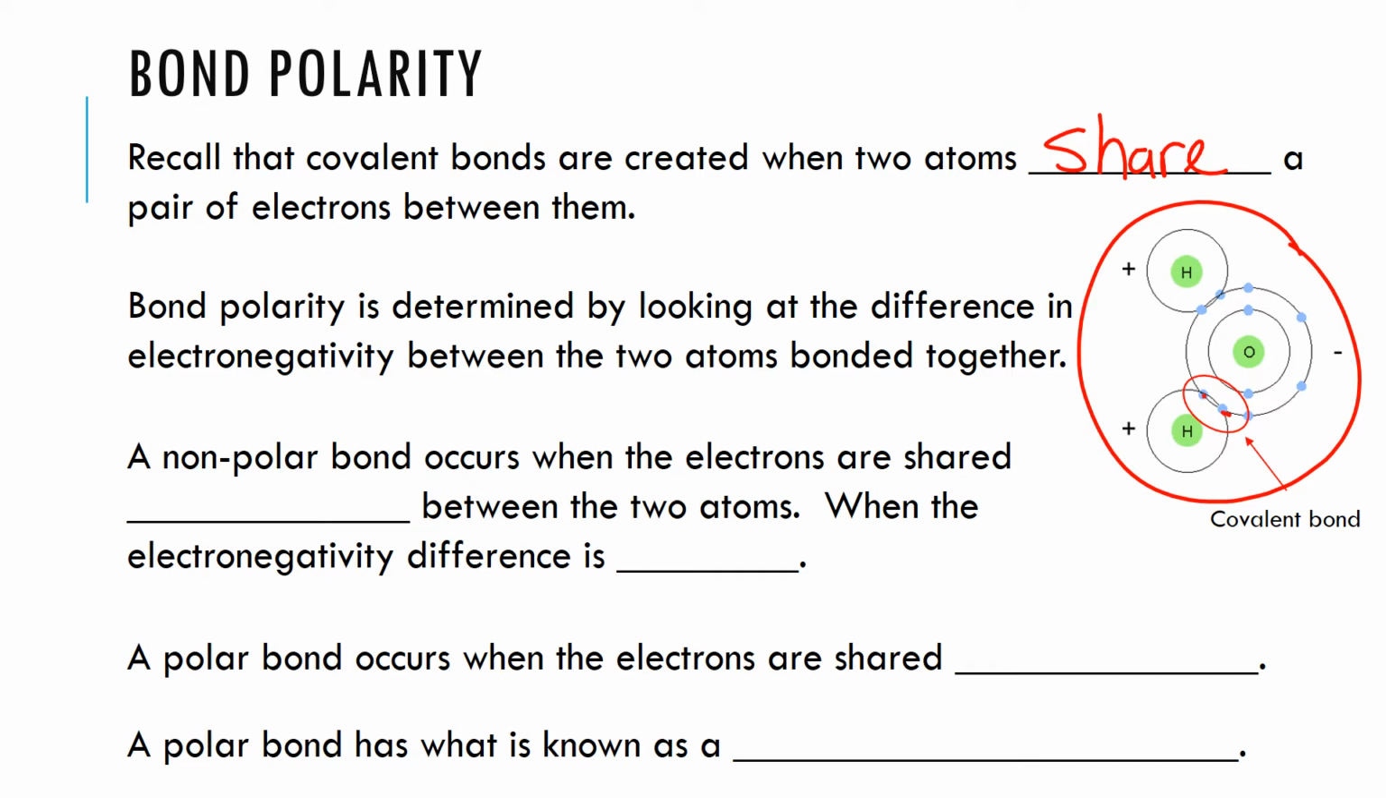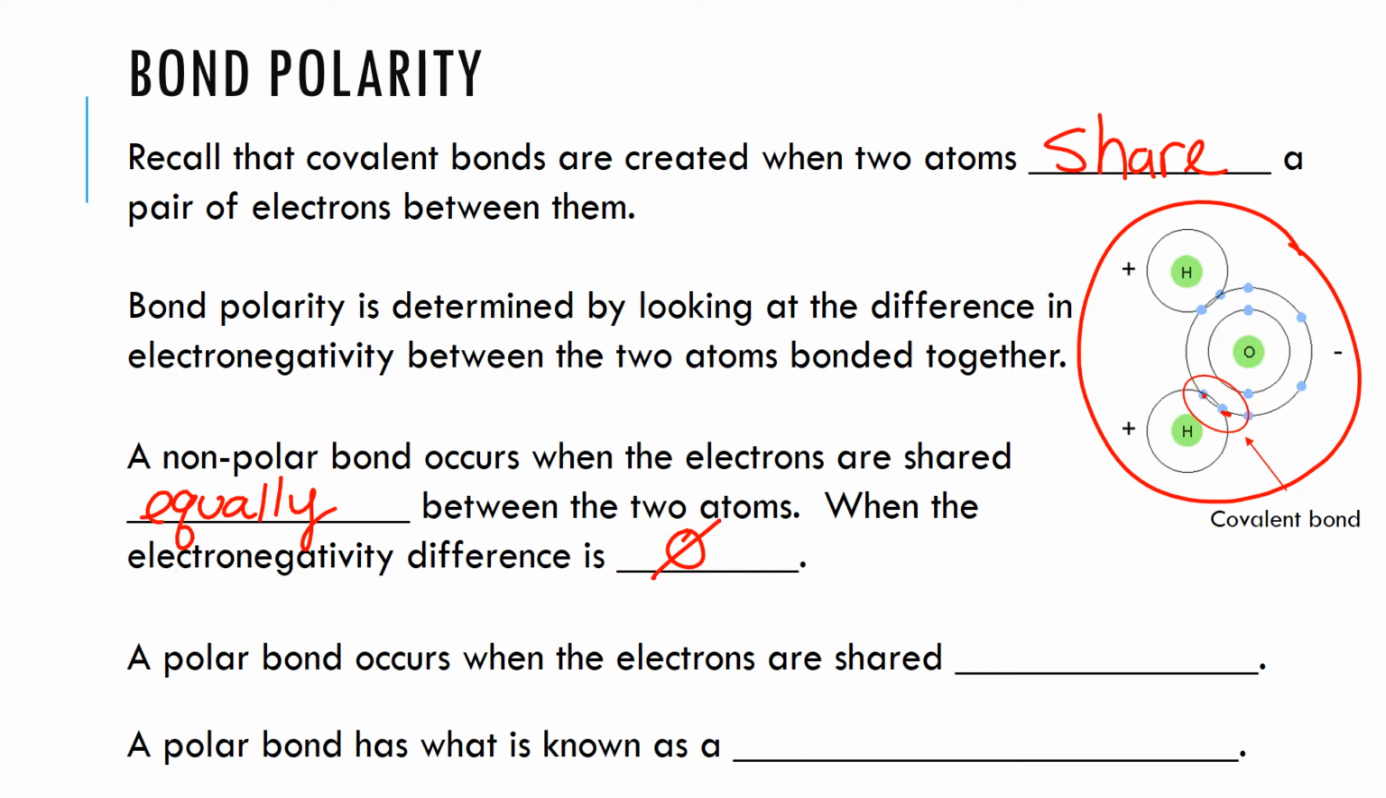All right, so we can determine whether a bond is polar or not by looking at the difference in the electronegativity values between the two bonded atoms. Now we'll talk about that a little more on the next slide. If a bond is nonpolar, the electrons will be shared equally between the two atoms. Now this means if they're shared equally, the difference in their electronegativity is 0.